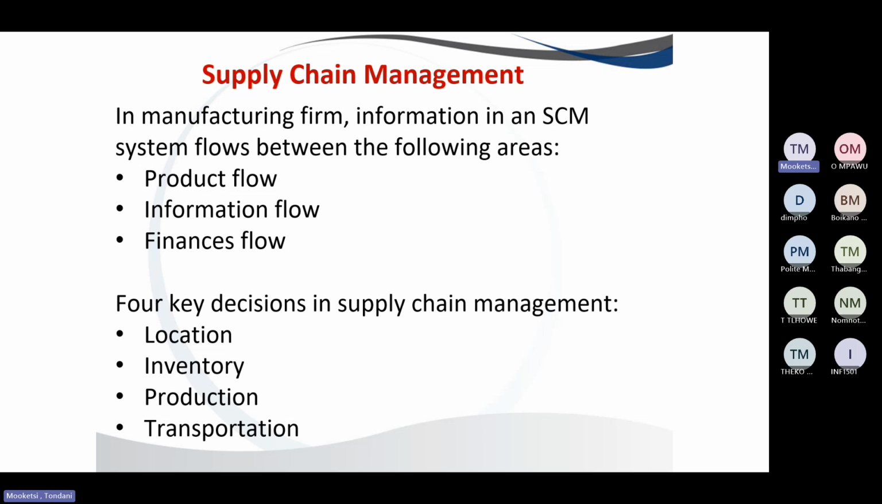In a manufacturing firm, information in a supply chain management system flows between the following areas: product flow, information flow, finances flow. So those are the three things that you need to know whenever there is a product. There is information and there is finances that go with it. Four key decisions in supply chain management: the location is very important, where, for example, the manufacturing will be done. Most companies try to bring manufacturing closer to where the raw materials are, so that they don't have to spend lots of money on transporting the raw materials. So location is important.